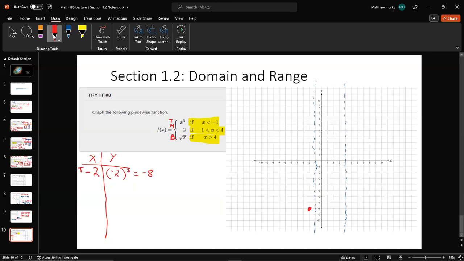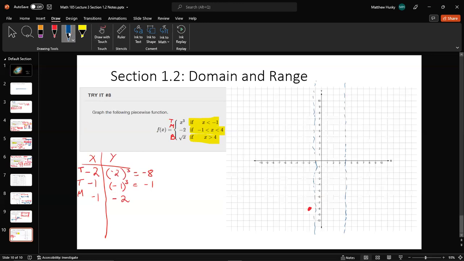Next up, I'm going to do -1. Now, -1 is where it's going to transition from one graph to the next graph, and so I'm actually going to do this twice. I'm going to do this once using the top equation: -1 to the third, which is -1. And then I'm going to do that again with the middle equation, which just always equals -2. There's no formula there. For the middle section of the graph, it always equals -2.